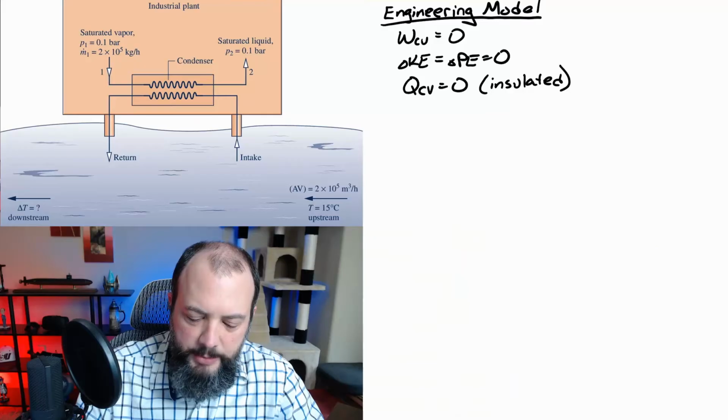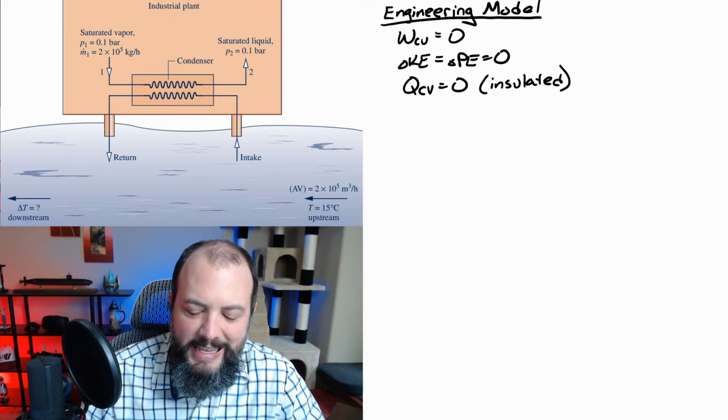The simplifications I'm going to make for this problem are going to be to assume that the work of the heat exchanger is zero, that there's no change in kinetic or potential energy, and then one larger assumption is that I'll assume that the heat exchanger itself is insulated and so that the heat across the control volume is also zero. In practice, this last term, heat loss essentially to the atmosphere from the exterior of the heat exchanger, may or may not actually be negligible, but since we don't have any information about that in this problem, we'll have to assume that that's zero.